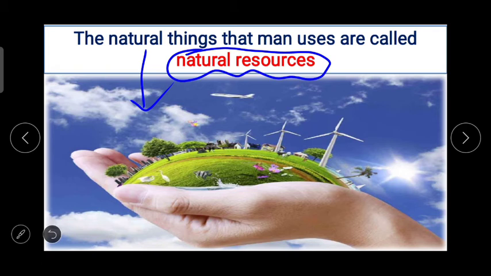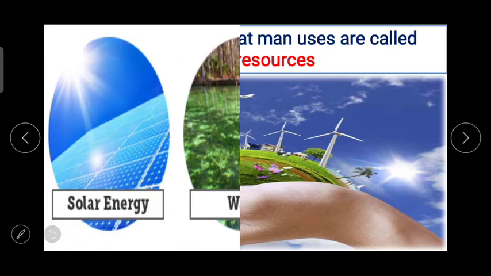For example, water and air, which are naturally available, and we use air to breathe. Same thing like water. We can't imagine our life without air because we need oxygen to live. So the things which are available in nature and we use all these things, such things are called natural resources.